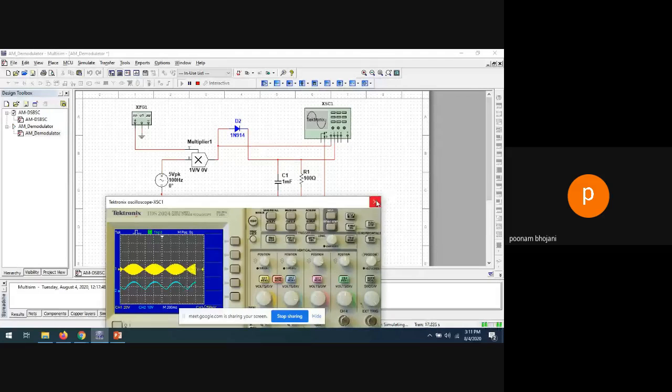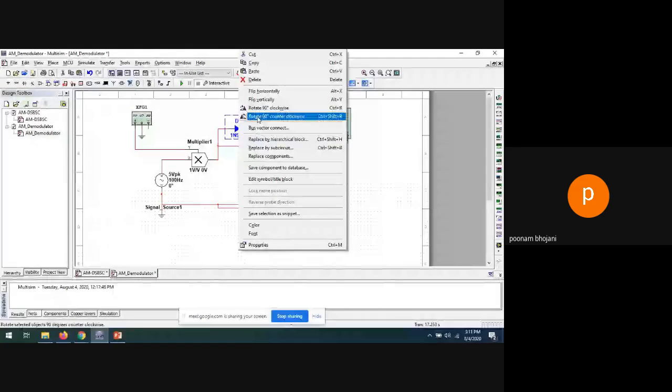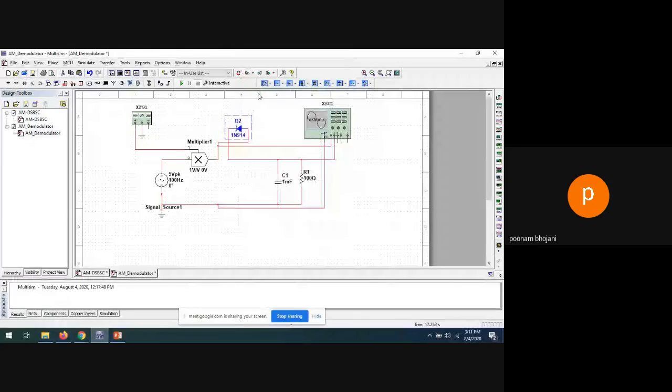If you keep this diode in the negative direction, let me flip this. If you right click, then you can flip it horizontally. Simply delete these connections and connect it to. Sorry, this one should be connected to.